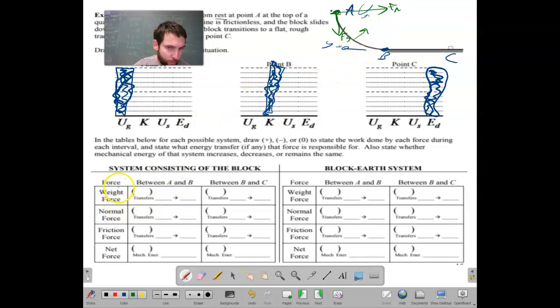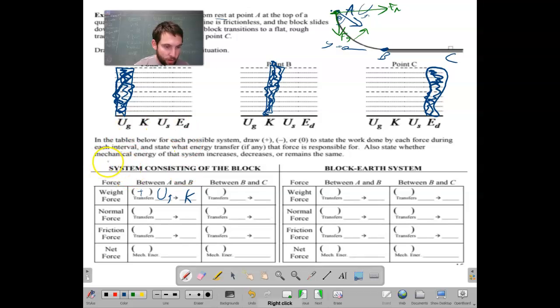All right, so now we have the chart down here. So the weight force between A to B, the weight force is pulling it down, and in fact, this block is going down and to the left, right? So the angle between our displacement and our force, this angle right here, is acute. So that means weight is doing positive work to transform gravitational potential energy into kinetic energy. We'll just stay in between A and B, and then we'll go to B and C.